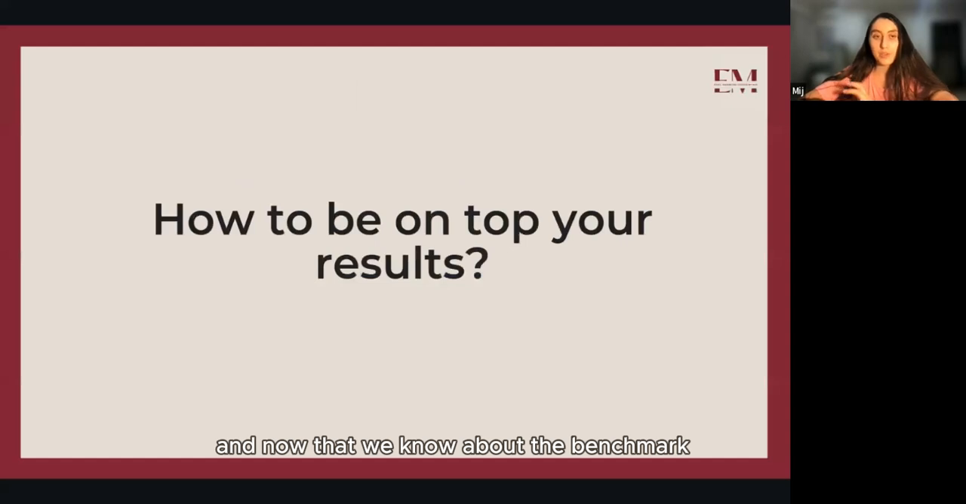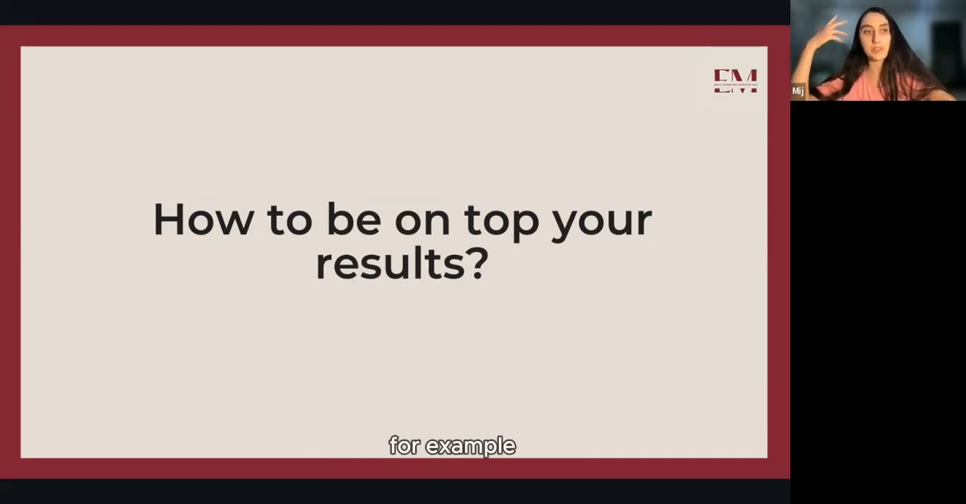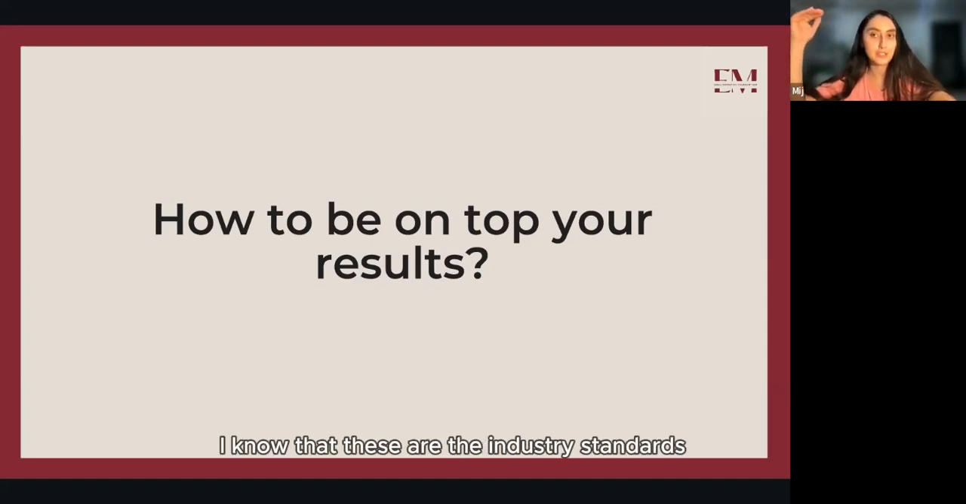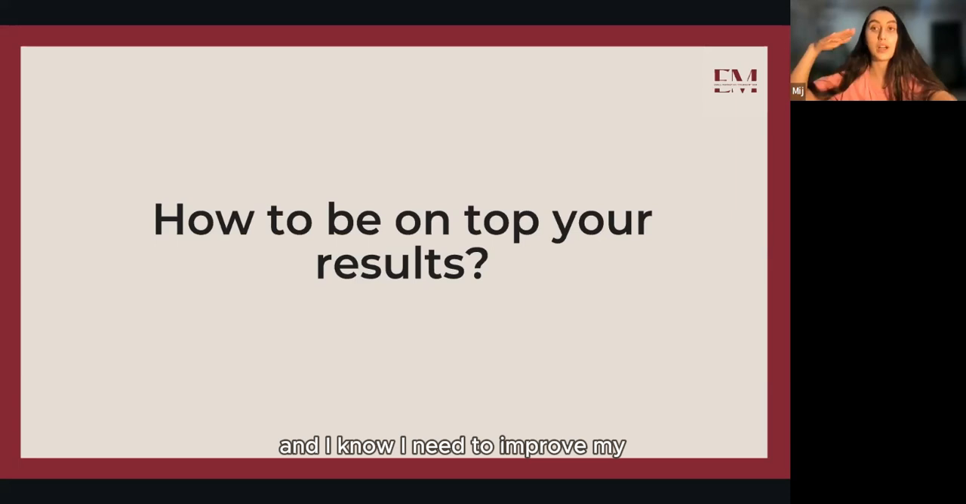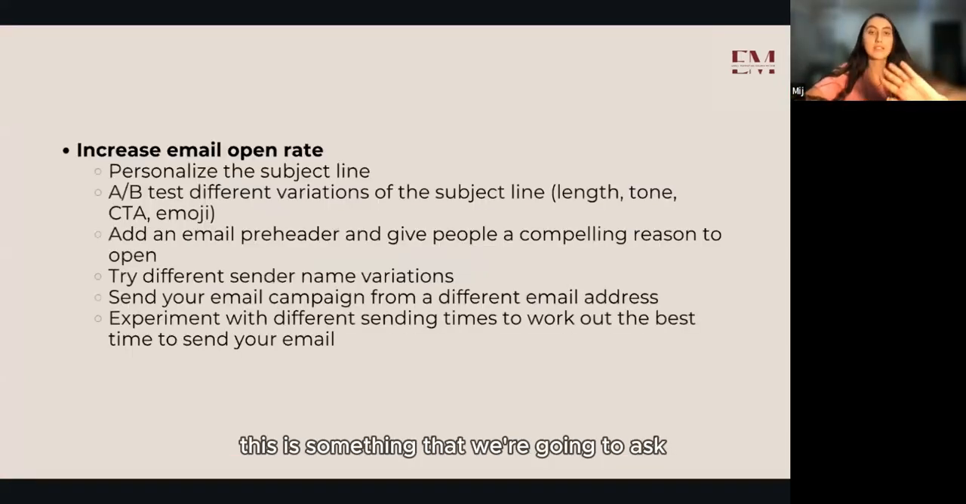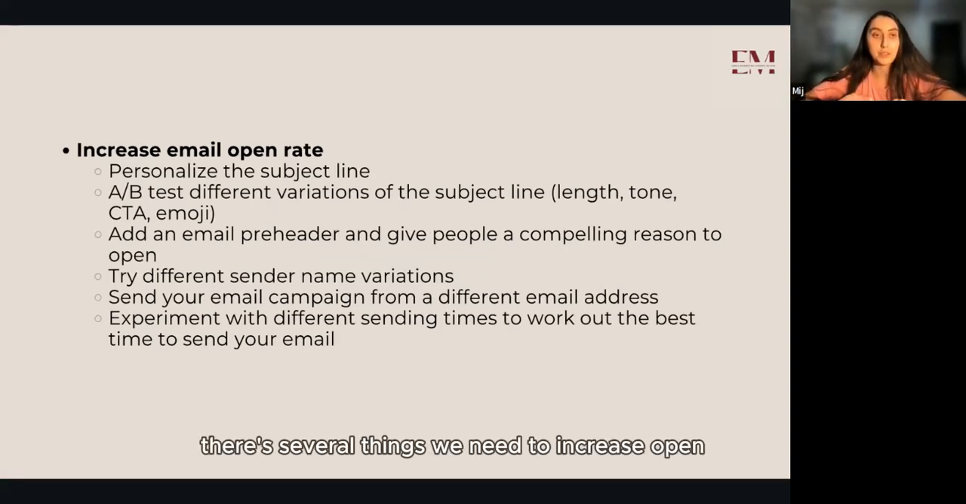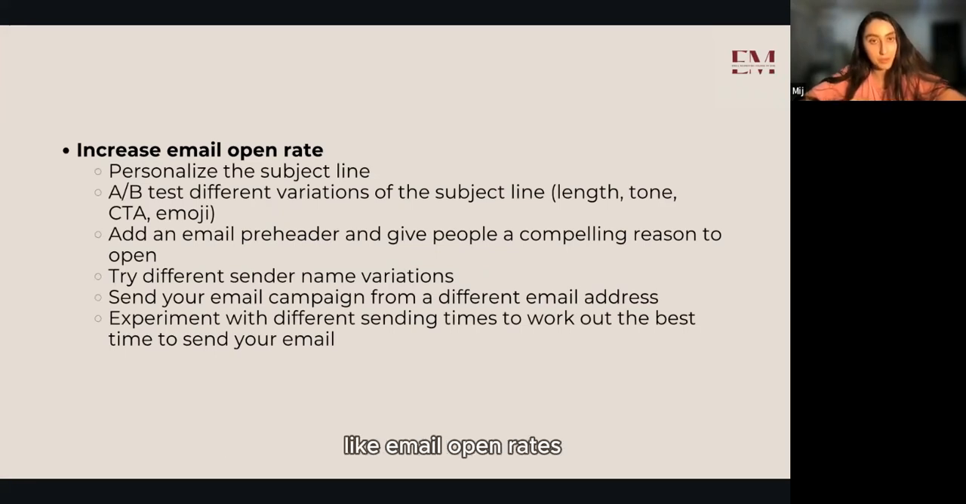And now that we know about the benchmark, we have this clear idea, right? You can say, okay, I'm working, for example, in a marketing agency, and I know that these are the industry standards, these are the benchmarks, and I know I need to improve my results to this extent. But then the question is how to be on top of your results. This is something that we're going to study. So the first thing, there are several things. We need to increase email open rates, which is obvious. And these are some suggestions.